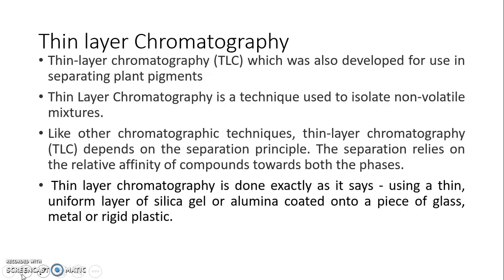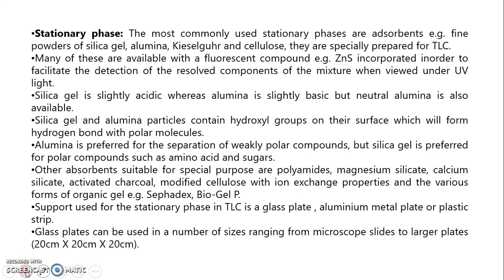Like the other chromatographic techniques, thin layer chromatography depends on a separation principle, that is, the relative affinity of compounds towards the two phases, the stationary phase and the mobile phase. In thin layer chromatography, we are using a thin uniform layer of adsorbent. The adsorbent can be silica gel or alumina coated on a piece of glass, metal or rigid plastic. The stationary phase can be any adsorbing medium such as silica gel, alumina, agar, cellulose, etc.